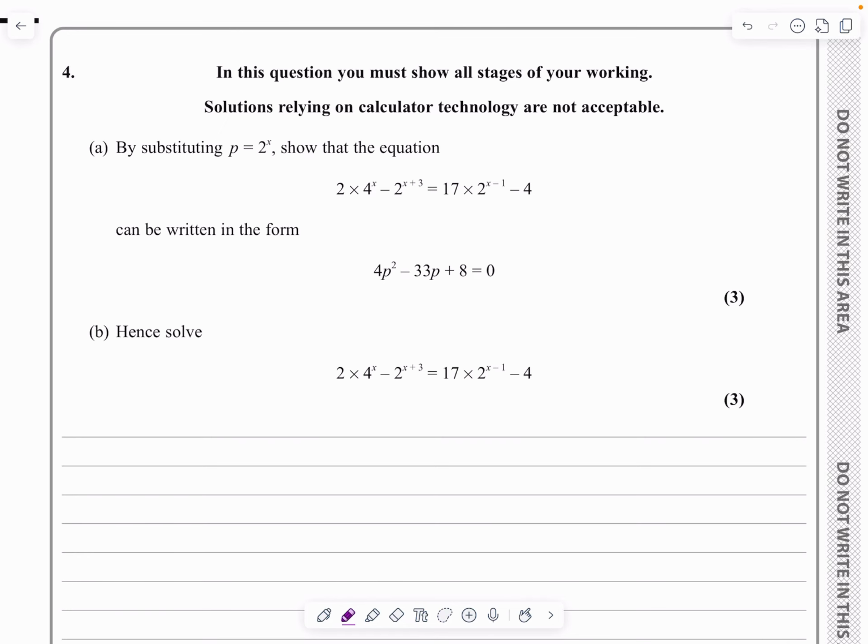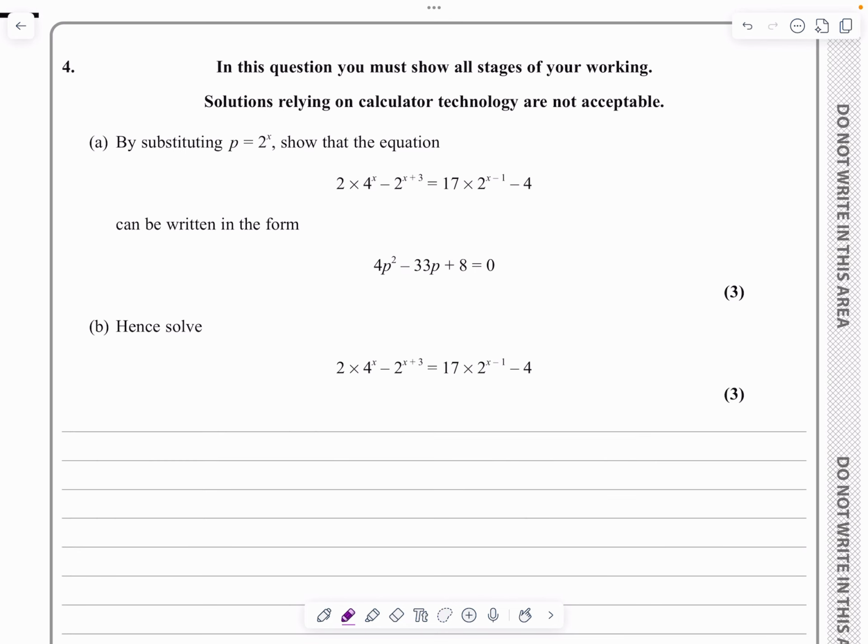Okay, this is the P1 paper from January 2024. It's question number 4, and this is an algebraic expressions question. It's all to do with index laws, and then also the second part is quadratics, trying to solve a quadratic.